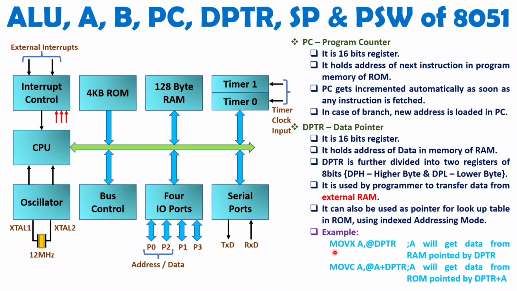You see, when you write MOVX A, @DPTR, it means RAM is pointed by DPTR, and at that address whatever data is there, you will be moving inside A.